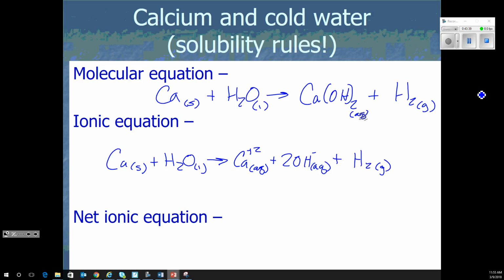Are there any spectator ions in this? There are no spectator ions. So my ionic equation is actually also my net ionic equation.